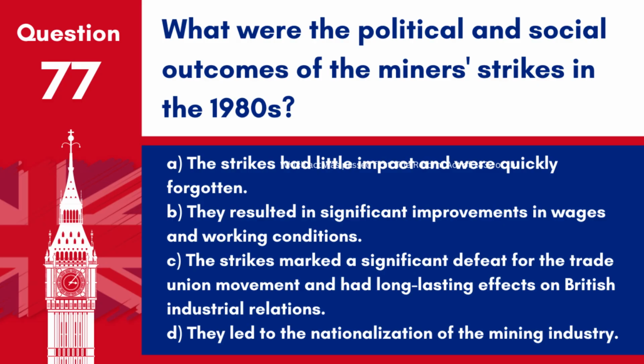Answer: C. The strikes marked a significant defeat for the trade union movement and had long-lasting effects on British industrial relations. The miners' strikes, particularly the prolonged and bitter strike of 1984–85, were ultimately unsuccessful in achieving their aims and represented a turning point in the decline of union power in Britain, influenced by the Thatcher government's policies.